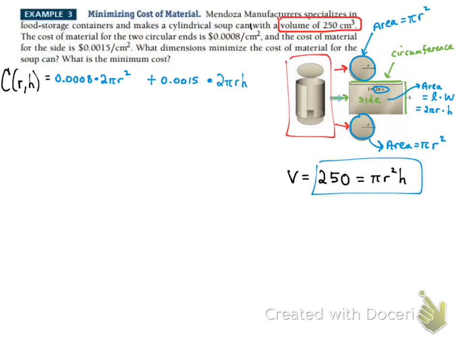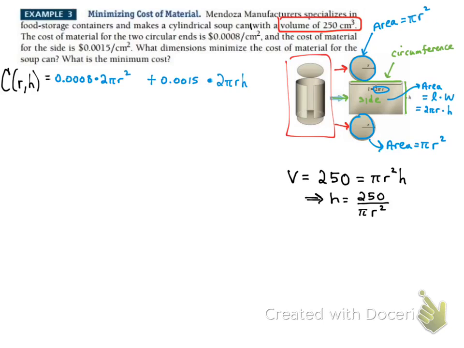So now we get 250 equals pi r squared times h. This formula allows us to relate h and r, and we can express one in terms of the other. So what we'll do is solve for h in terms of r, and then we can substitute that value of h into our cost function. So we can get our cost function down to just one variable.